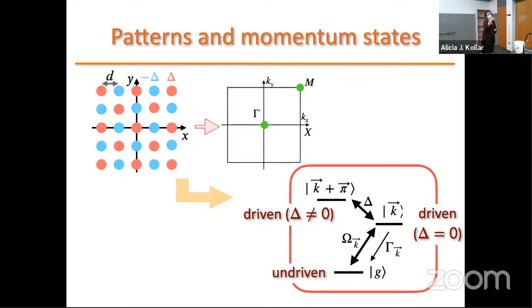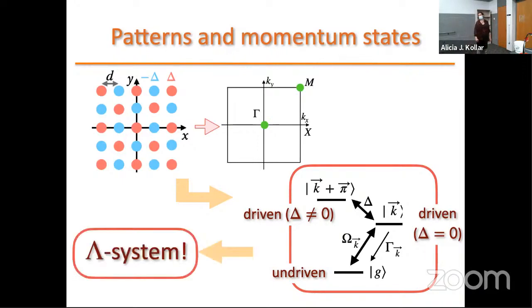And you have an effective coupling between K and K plus pi, because in the Brillouin zone, it turns out that K goes into K plus pi if you do that by cranking on this delta. And this is, of course, a very nice and stable lambda type system, which has dark states and where you can do STIRAP, et cetera.